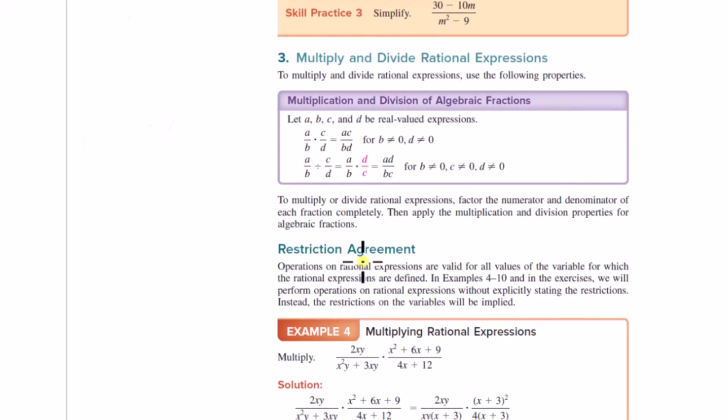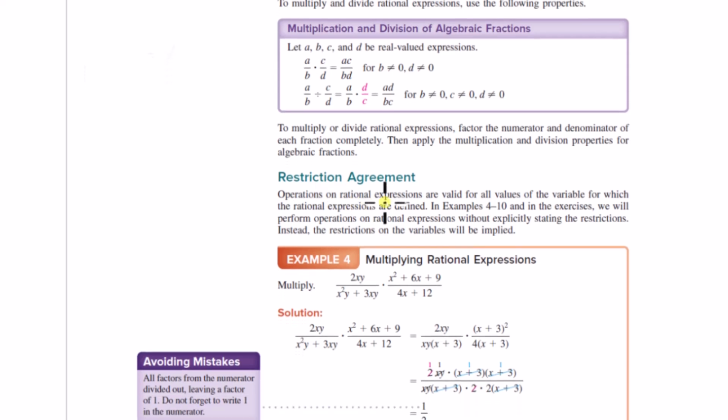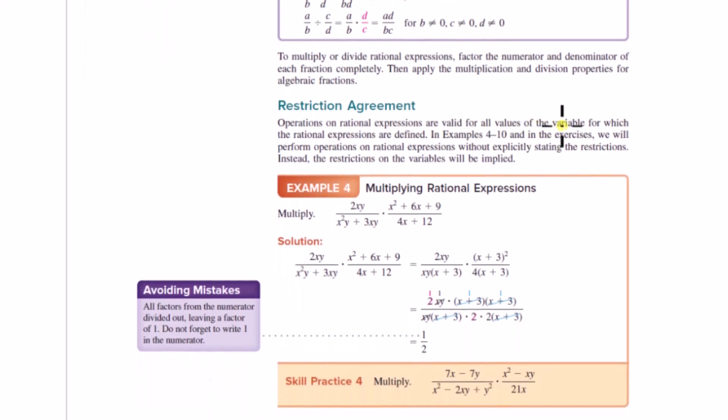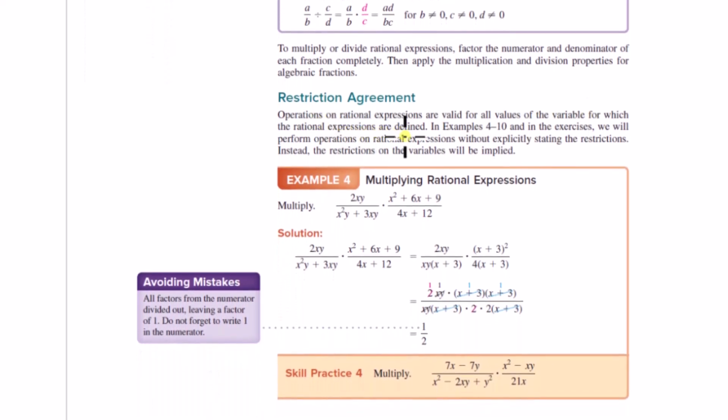Okay, restriction agreement. Operations on rational expressions are valid for all values of the variable for which the rational expressions are defined. In examples 4 to 10 and in the exercises, we will perform operations on rational expressions without explicitly stating the restrictions. Instead, the restrictions of the variables will be implied.